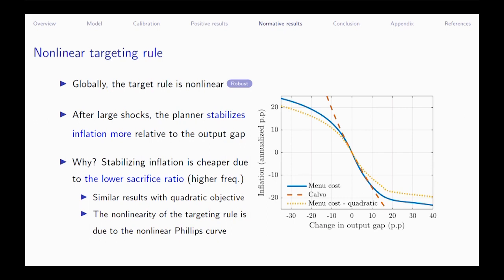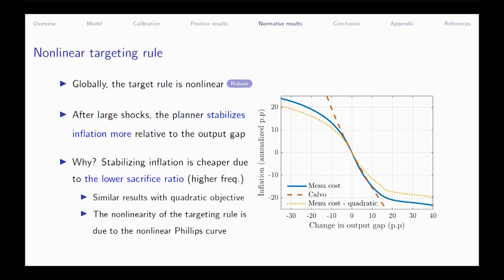Why? Because stabilizing inflation is cheaper due to the lower sacrifice ratio. When the frequency of repricing is higher, there is a window of opportunity to affect inflation without much of an output loss, and the central bank optimally makes use of this opportunity by lowering inflation more than it would in the Calvo model for the same size of the shock. Now, one could say, but your welfare is different because you have the menu cost, and so the objective function of the central bank is slightly different.